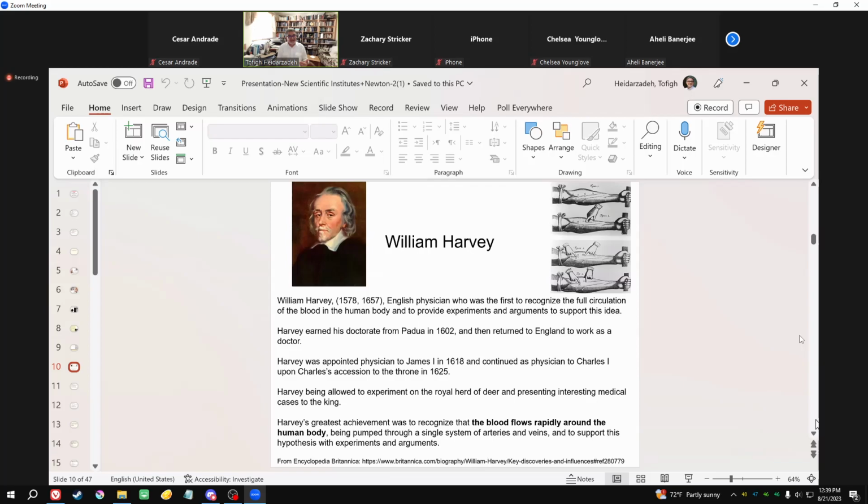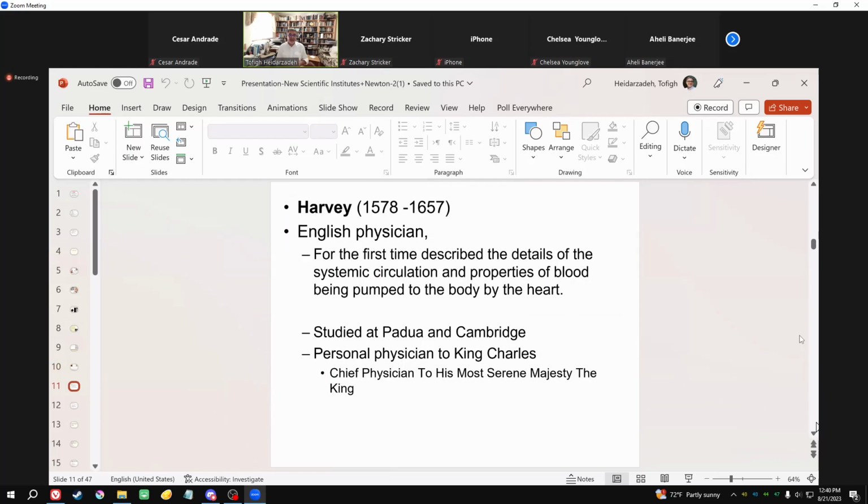Okay, so he studied medicine in Padua. Padua, Italy, at that time was a leader in medical studies, and then he went back to England and there became the physician of King Charles. And there he had this opportunity to do what? Experiment, to investigate more and more the ideas that he had about the human body.